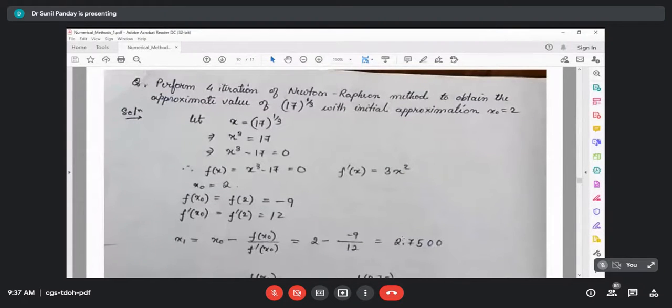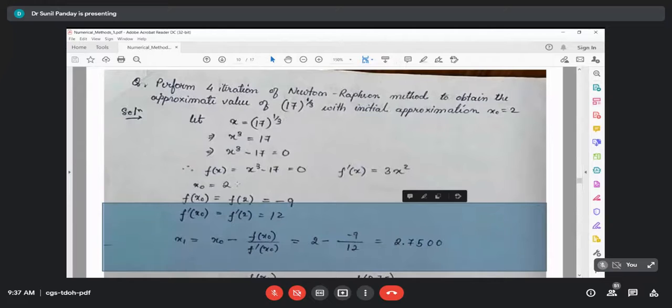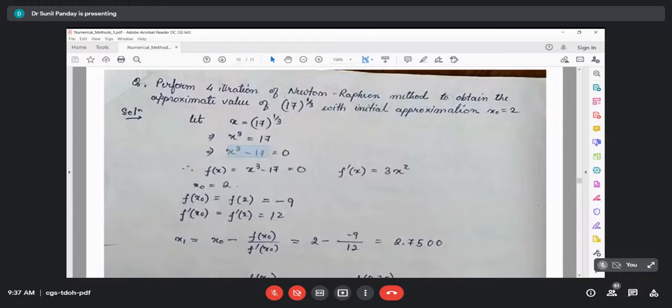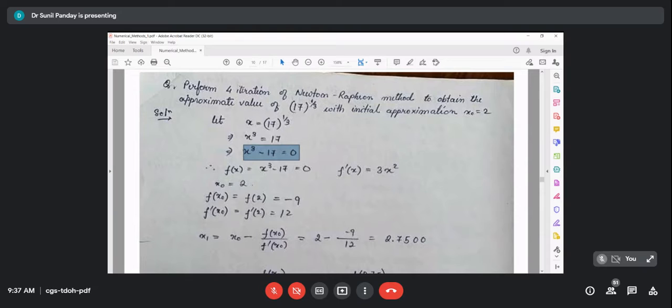Now, in this question, instead of asking directly to find a root of the equation x cube minus 17 equals 0, I can ask you to find the cube root of 17. Or I can ask you to find the square root of 39 or cube root of 39. So if I ask you to find the cube root of 17, that is 17 raised to the power 1 by 3, this value I want to know.